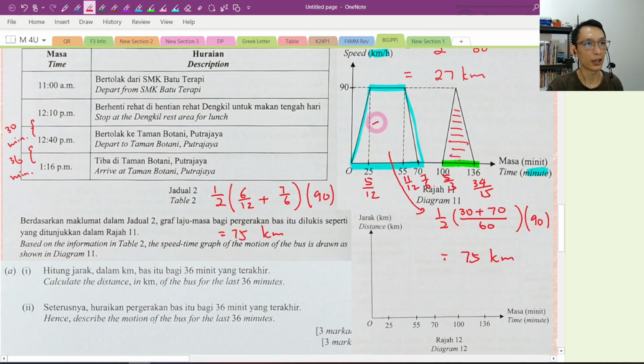Okay, so this is 75 kilometer, and then here rest means that later on we are going to draw a horizontal line from 70 to 100, because rest, the distance remain unchanged. So what is the distance travel here? We got just now, which is 27 kilometer, right? Now we can start to complete the graph.